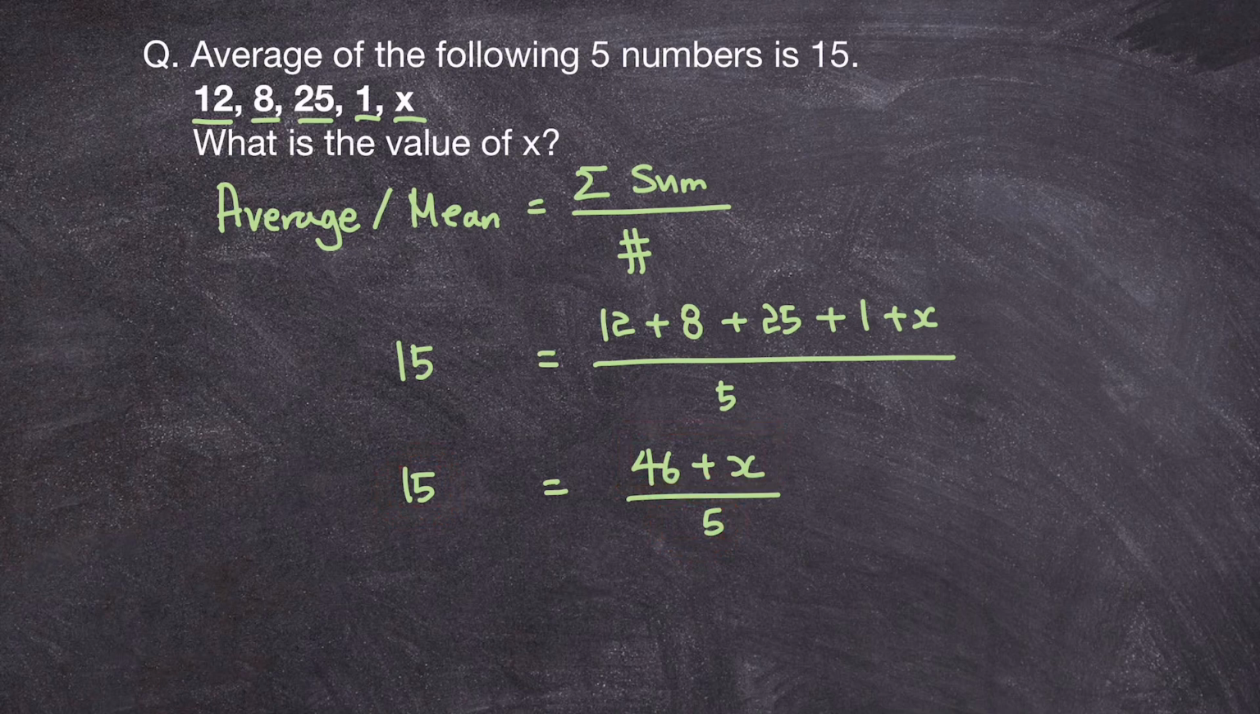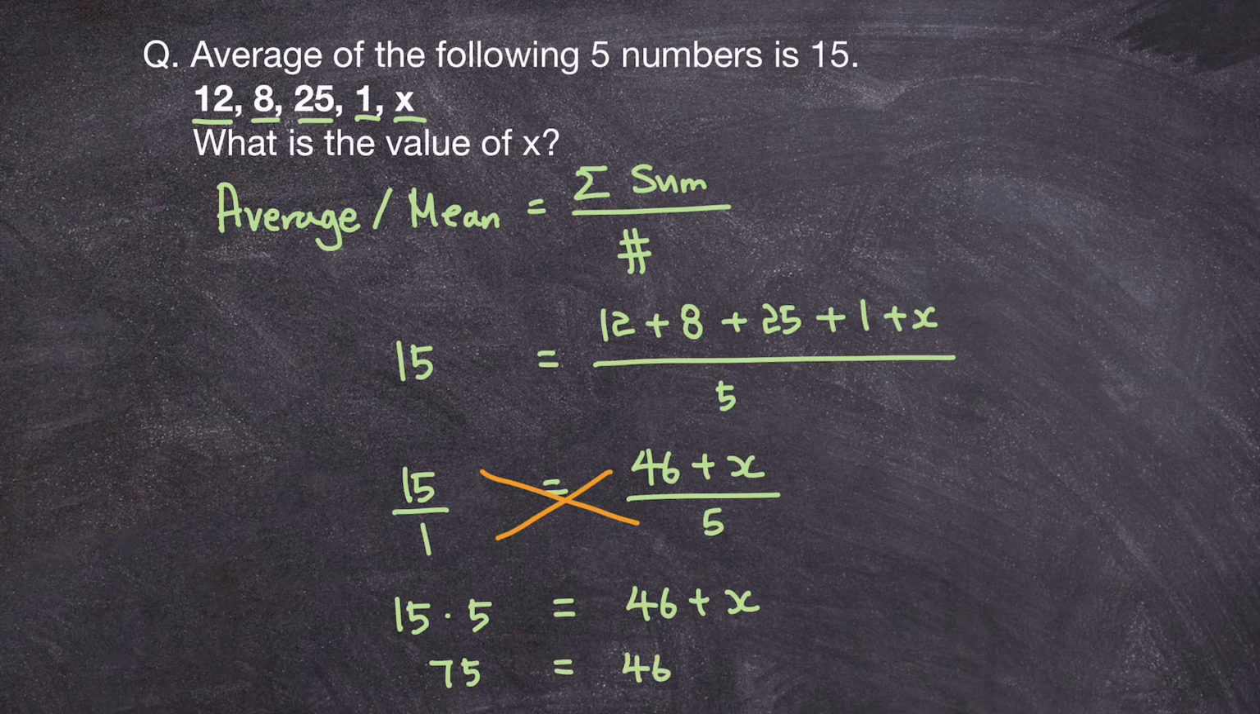Now I am going to multiply these 2 numbers and set it equal to 46 plus x. Another way to think of this is you can express 15 as 15 over 1, and you do cross multiplication, and you set 15 times 5 equal to 1 times 46 plus x. So if I do that, I get what? 15 times 5 is equal to 46 plus x times 1, which is equal to 46 plus x. And 15 times 5 is equal to 75, and that's equal to 46 plus x.